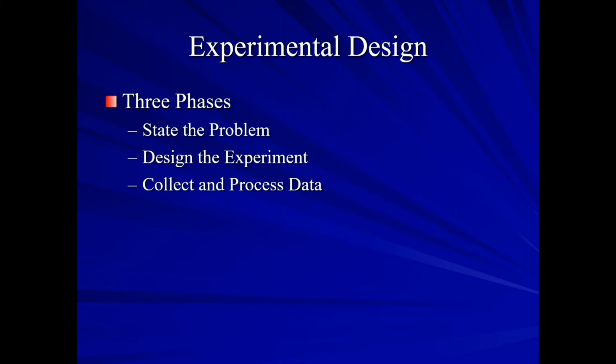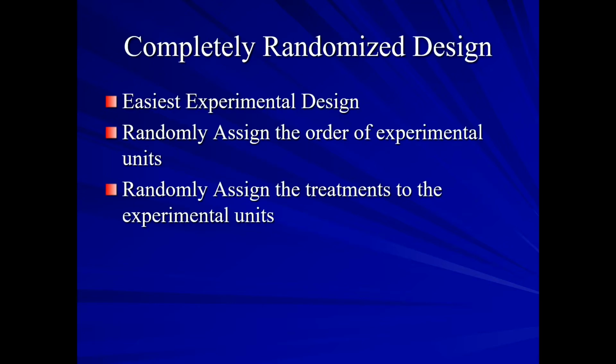There are three phases to our experimental design. The first phase involves stating the problem. Without the problem, we can't do any design. The next phase involves designing the experiment. What type of an experiment do we wish to design? Now, for the case of this video, we're only going to be looking at designing a completely randomized design. And then we need to collect and process the data. So let's get into our discussion on completely randomized designs.